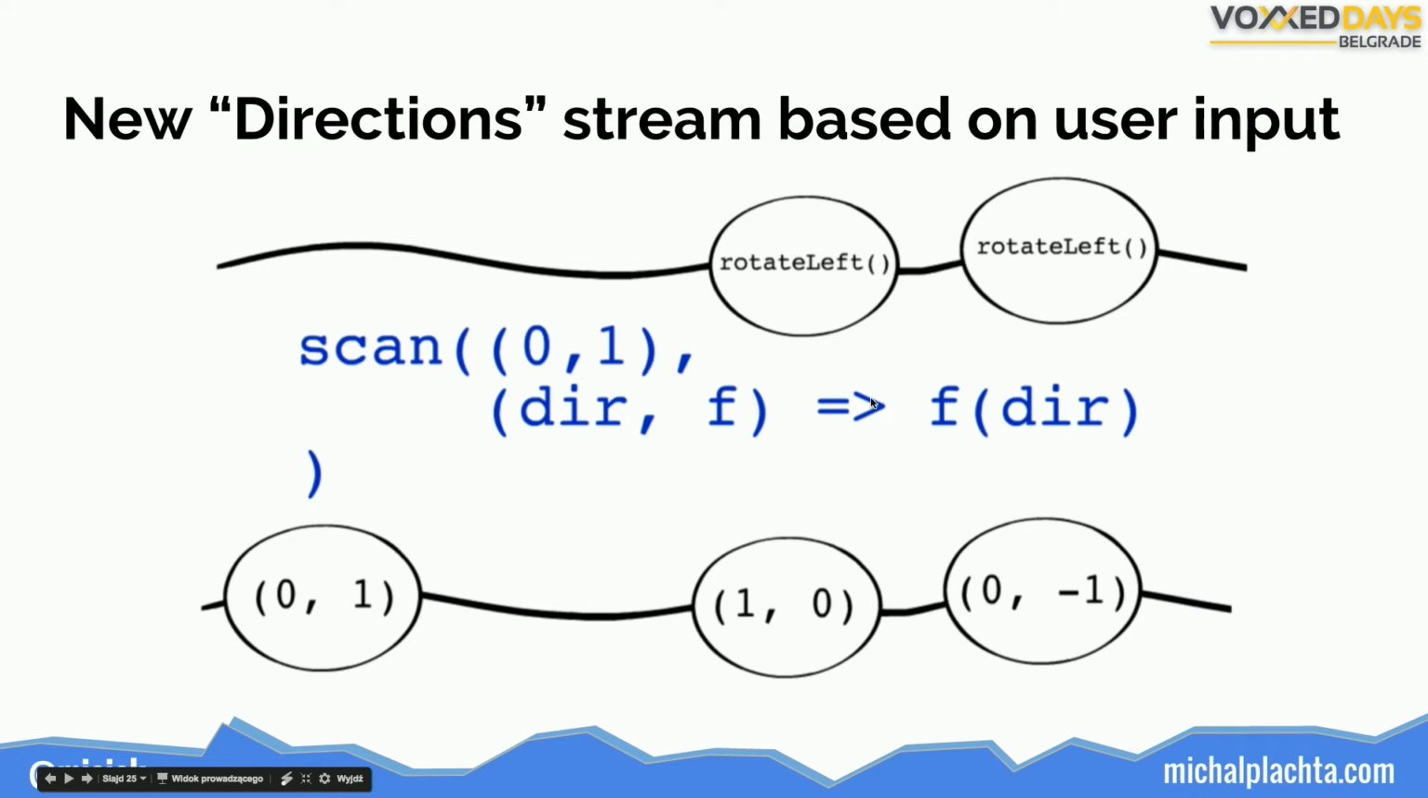And what the function does, it should return a new accumulator value, right? Just as before. And in this case, the new accumulator value is just the current accumulator value passed to the function, right? So we are transforming the current accumulator value, which is direction, with a function that is provided in action stream. And this function appears in this action stream anytime the user presses a left or right key.